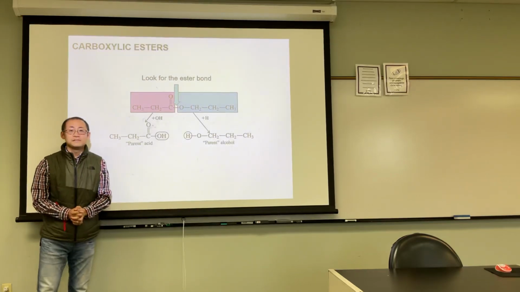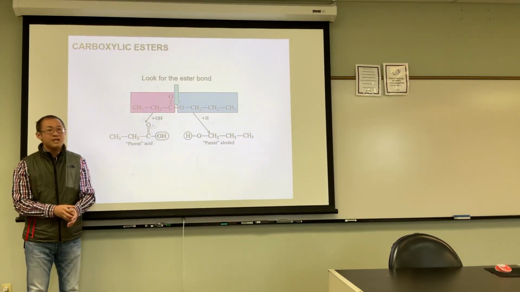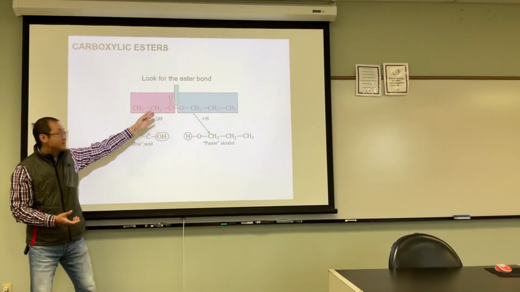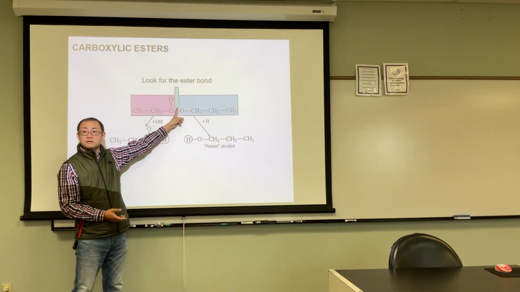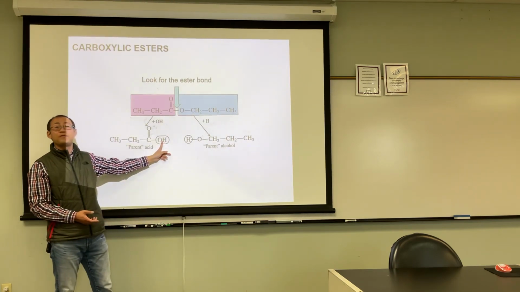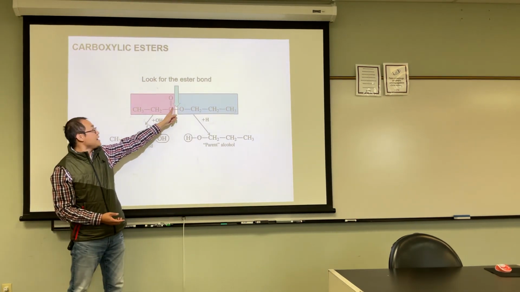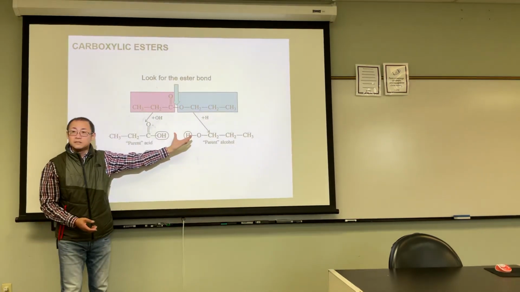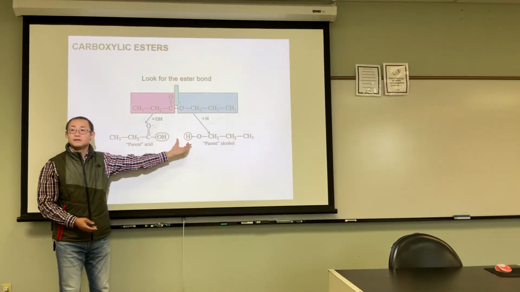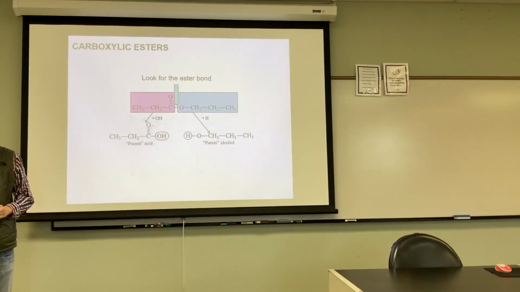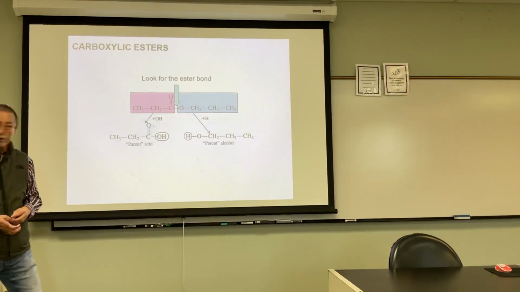Does it make sense? If I ask you here, which acid and alcohol do you think make this ester? You identify the ester bond, then what? Put the OH back on the acid. This is what the parent acid should look like. Put the H back on the O. Of course, the R, you just copy. Then you should figure out what the parent alcohol was. Does it make sense, guys? Okay, and this is very, very important.